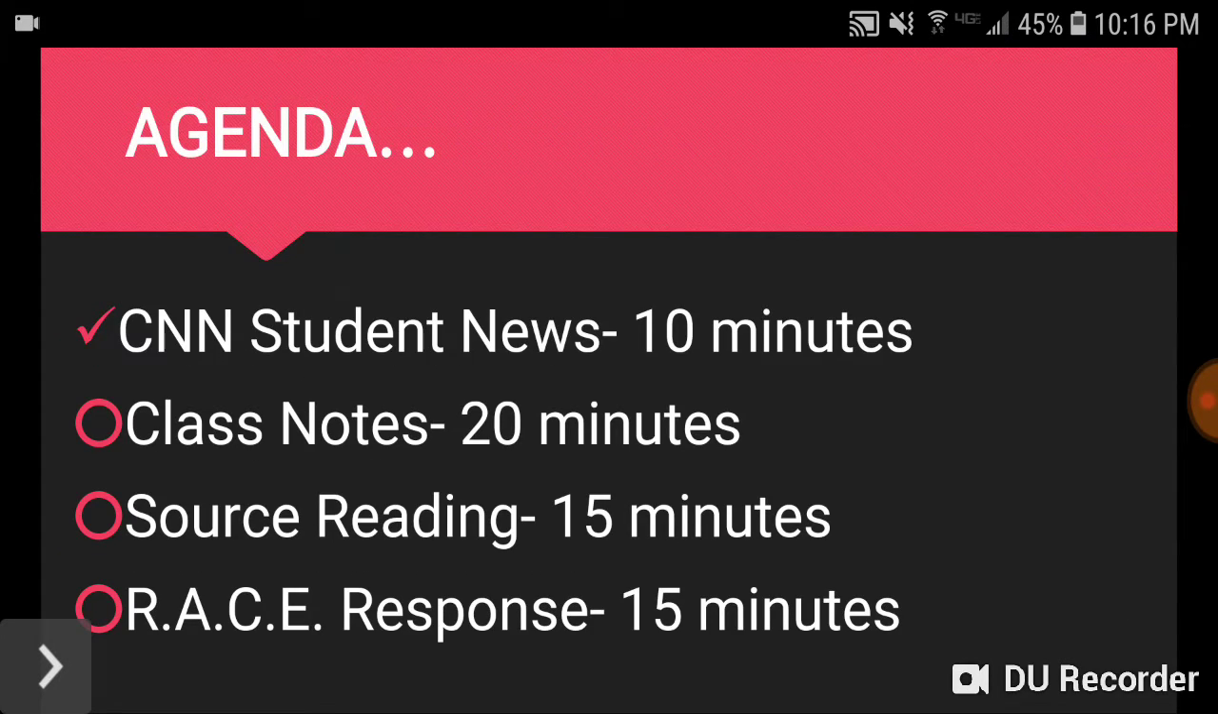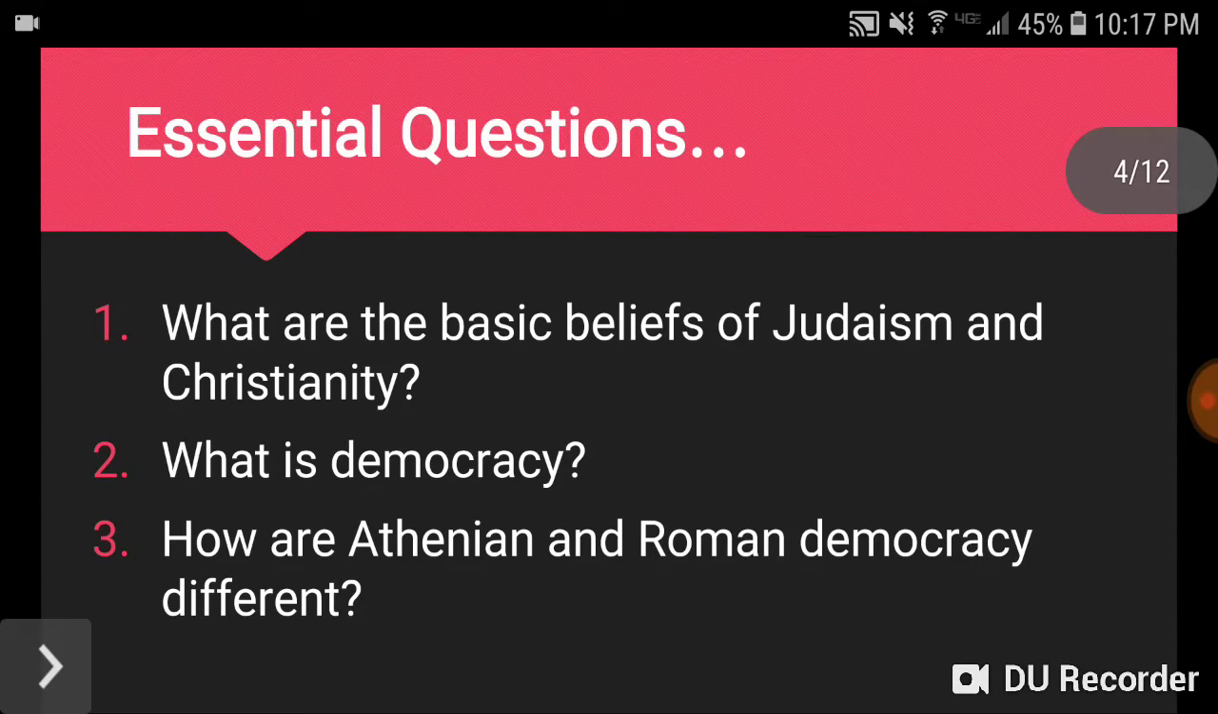All right, so in class, we watched CNN Student News. We learned about the current events going on in the world around us. Then we worked on our class notes, which is going to take about 20 minutes. Then you're going to work on a source reading where you compare and contrast Athenian and Roman democracy using a double bubble map. Then you're going to work on a RACE response that takes your double bubble map thinking and puts it into paragraph form, citing evidence either from the text that you're going to read or from the notes that you're going to be writing down in class. Either way, it's going to be an interesting class, so moving on.